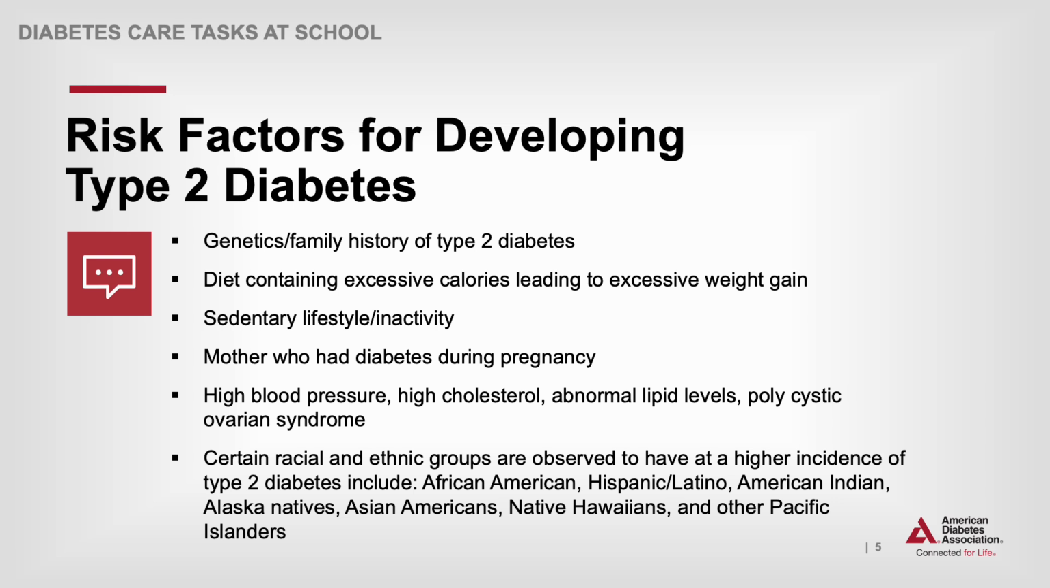For children and teens at risk, healthcare professionals can encourage, support, and educate the entire family to make lifestyle changes that may delay or prevent the onset of type 2 diabetes. Changes include reaching and maintaining a healthy weight by making healthy food choices and engaging in regular physical activity.